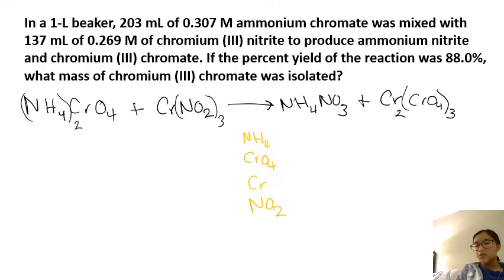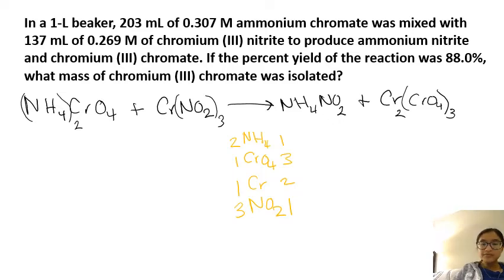Okay, so as we get started here, I'm just going to count off what's on each side. We've got 2 ammoniums, 1 chromate, 1 chromium, and 3 nitrites. On this end, we've got just 1 ammonium, 1, oh my gosh, see, I messed up already. I'm so used to nitrates that I automatically put a 3 on there, but it should be a 2. So NO2. I'm glad I caught that. So that's just 1 of the nitrites, and then 2 chromiums and 3 chromates.